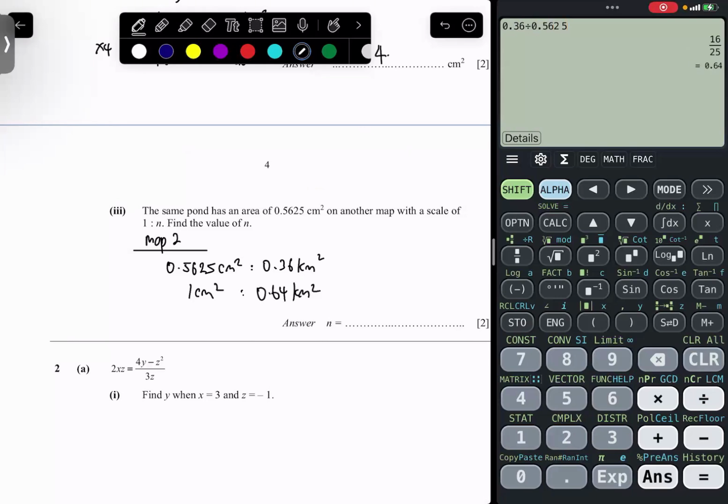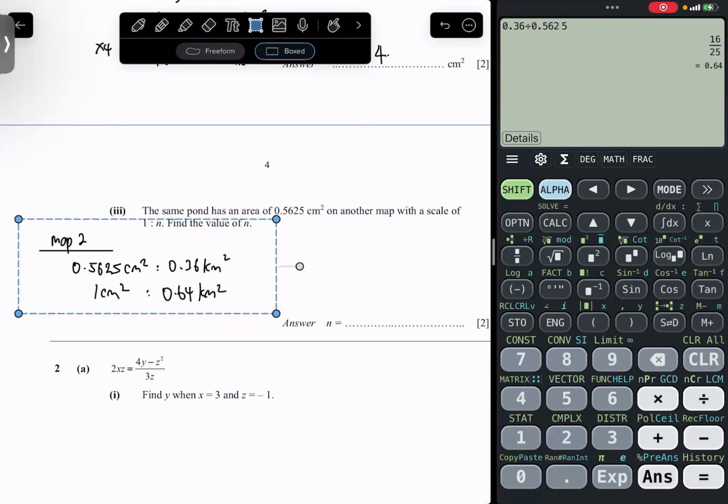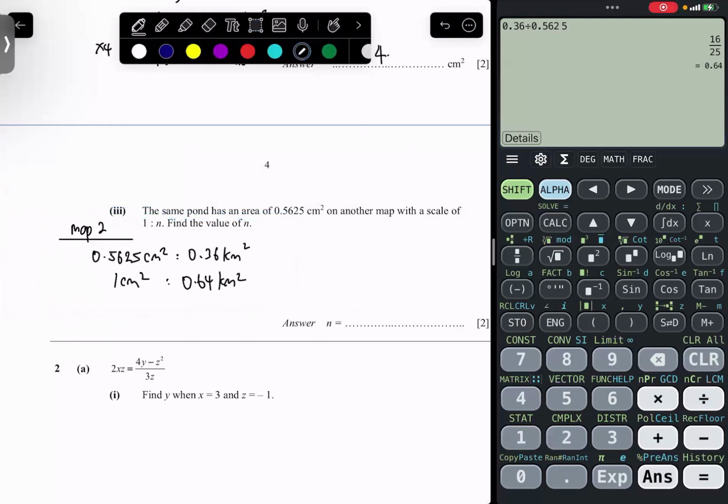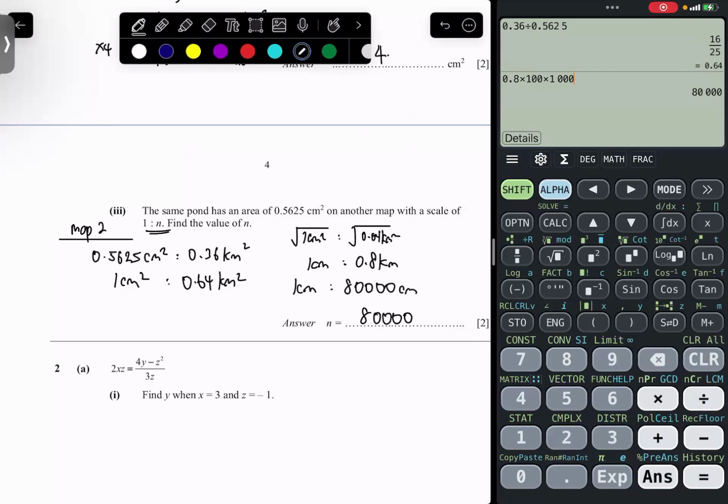Take the square roots on both sides. The left hand side would just be 1. Because remember, this is our area scale, and now we want to go back into map scale. Then we square root: 1 cm squared is to square root of 0.64 km squared. So we'll get 1 cm is to 0.8 km. Now find the value of n without the unit. So go backwards, 1 cm is to 0.8 km. If you want a shortcut, 0.8 times 100,000 straight away is 80,000. So n equals 80,000 cm. But when we write here, we don't need to write the units.